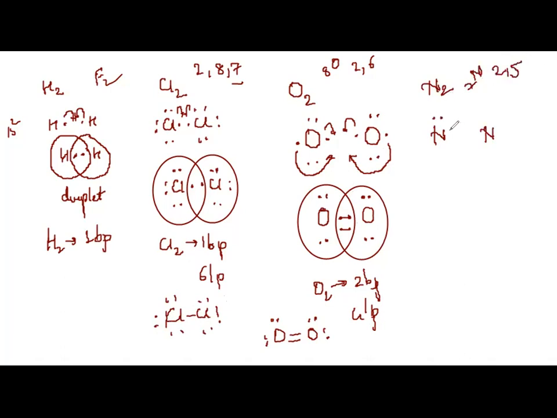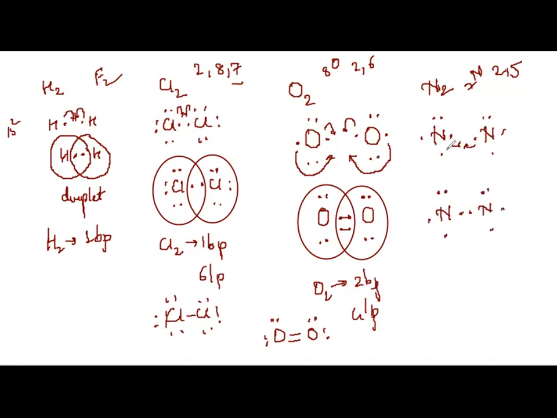So there are 5 valence electrons: 1, 2, 3, 4, 5, and 1, 2, 3, 4, 5. Okay, so each nitrogen will share 1 electron. By sharing 1 electron each, there will be 1 shared electron pair. Then this nitrogen will have 2 and the remaining 2 here. Has it completed its octet? 2, 3, 4, 5, 6.